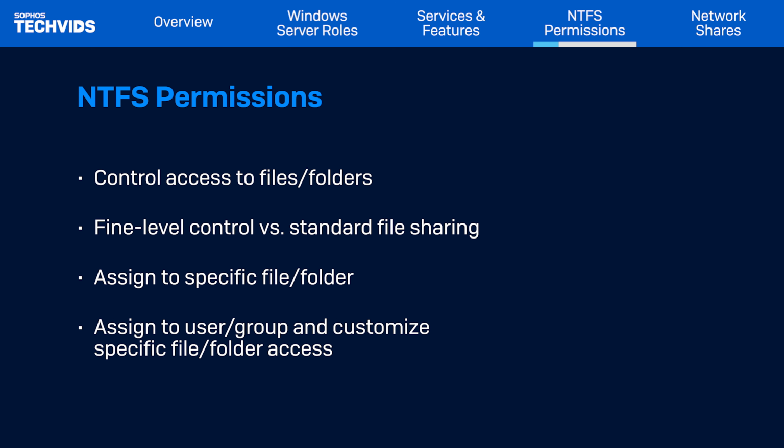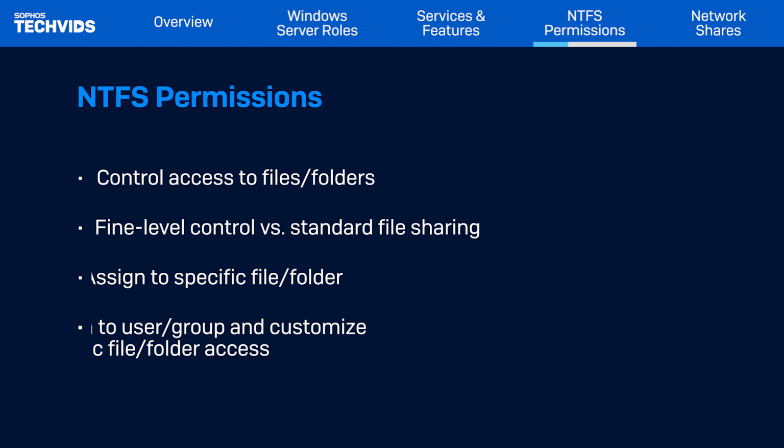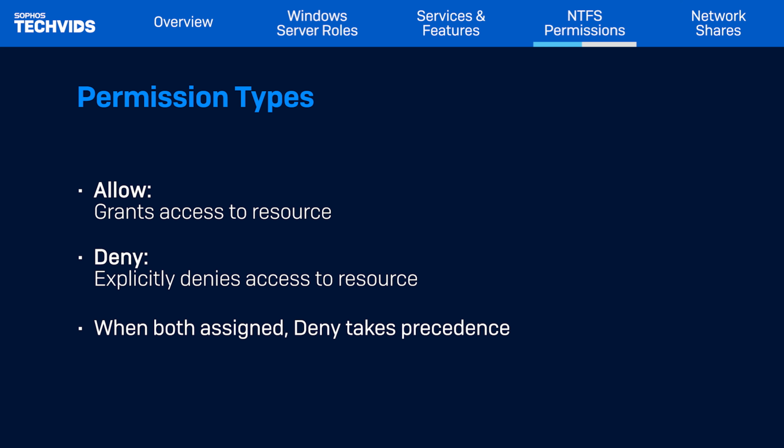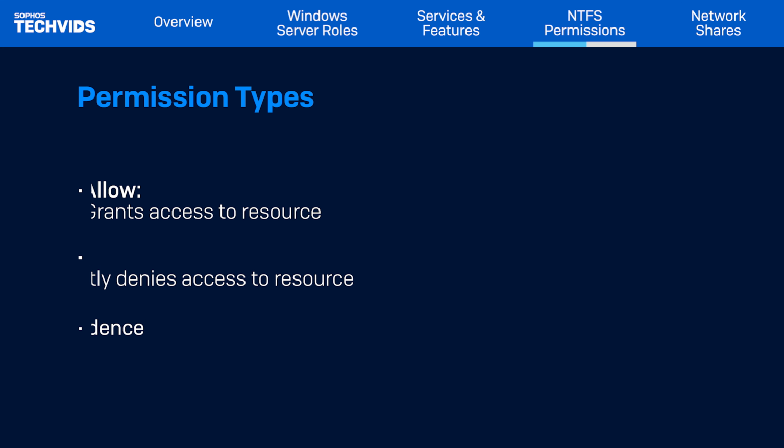Alternatively, NTFS permissions can be assigned to specific users or groups and then further customized by setting different permissions for specific files or folders within a directory. There are two types of NTFS permissions. Allow permissions grant access to a resource. On the other hand, deny permissions explicitly deny access. When a user or group is assigned both allow and deny permissions, deny always takes precedence.